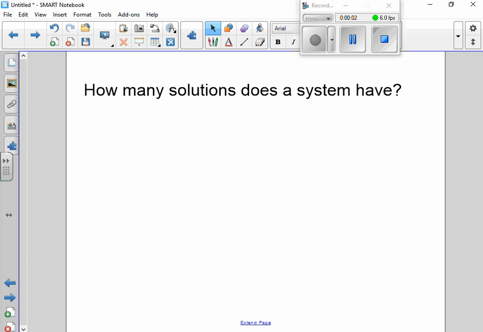Here's the second part of graphing that you need to be aware of. And it's not just graphing, but anytime you solve a system, here's another question that will be asked on the SOL as well as your test and quiz. How many solutions does your system have? And remember what a solution is. The solution is the point of intersection. In other words, where they cross.